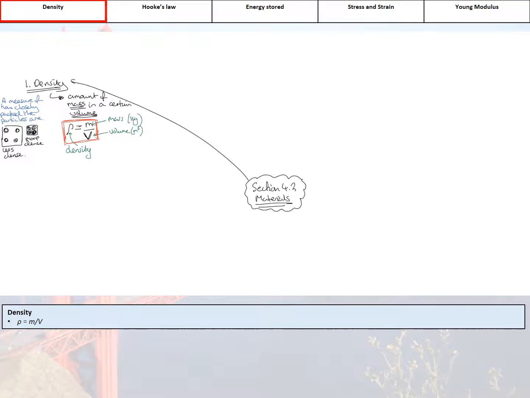Now we've done kilograms divided by meters cubed, so the unit is kilograms per meter cubed, written as kg m^-3. So the amount of kilograms of mass in a meter cubed. This funny symbol is not a P, it's the Greek letter rho, which looks like that.